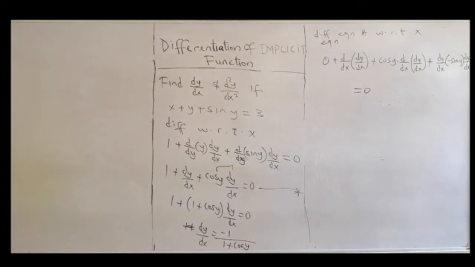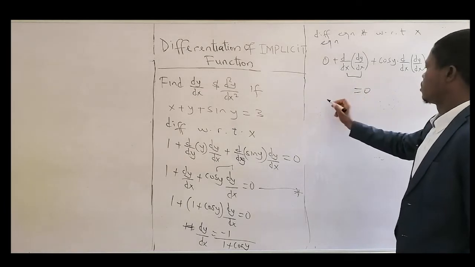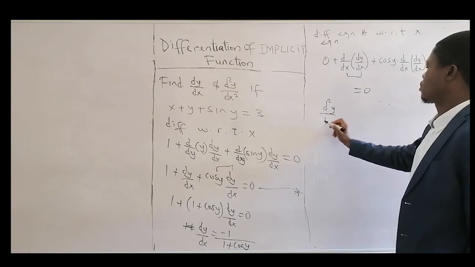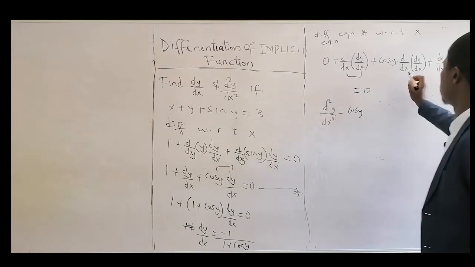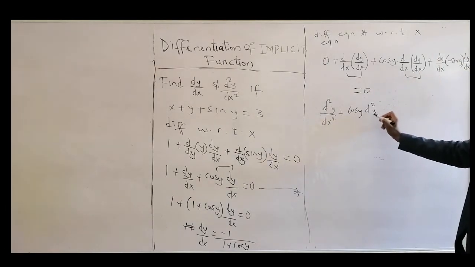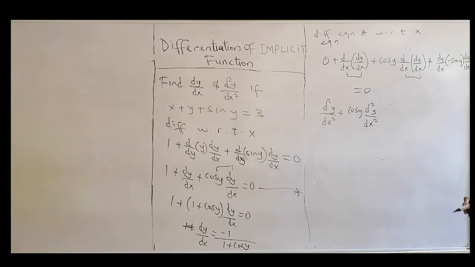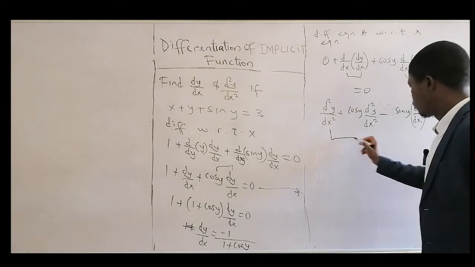Okay, so that will now give us d²y/dx², then plus cos y. This one will also give us d²y/dx², and then minus sin y (dy/dx) twice, equal to 0. Okay. Then we can factorize these two.